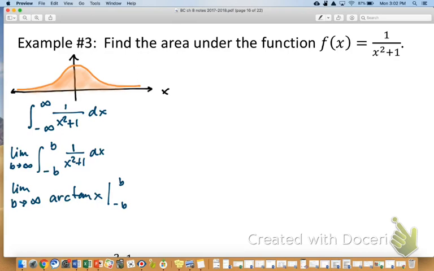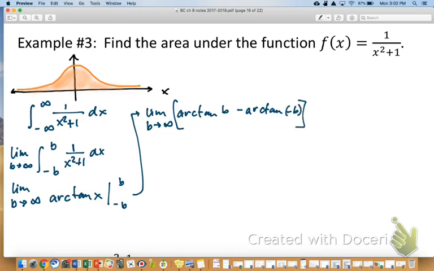I figured it out. I'm really happy about it. And then don't you have to come over here and say limit as b goes towards infinity of arctan of b minus arctan of negative b? You got me there. So what do you do now?